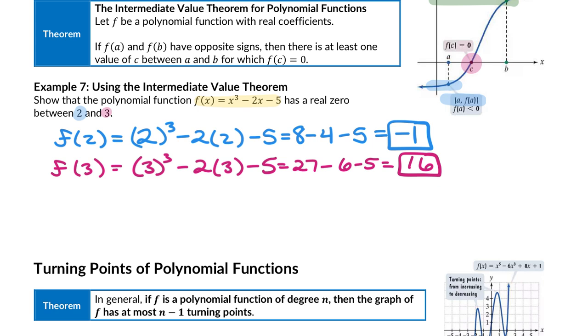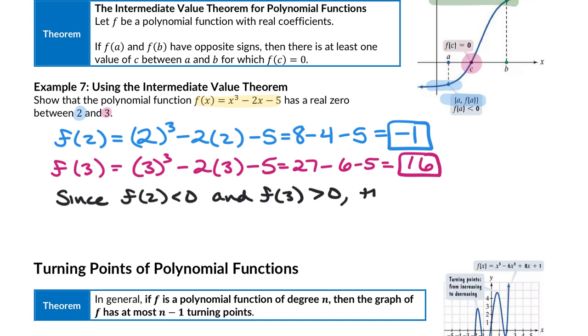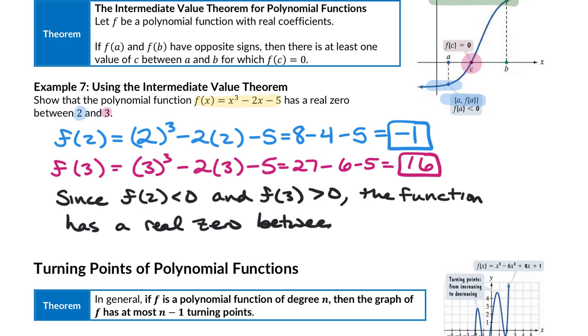So we say the following. We say, since f of 2 is less than 0 and f of 3 is greater than 0, the function has a real 0 between 2 and 3.